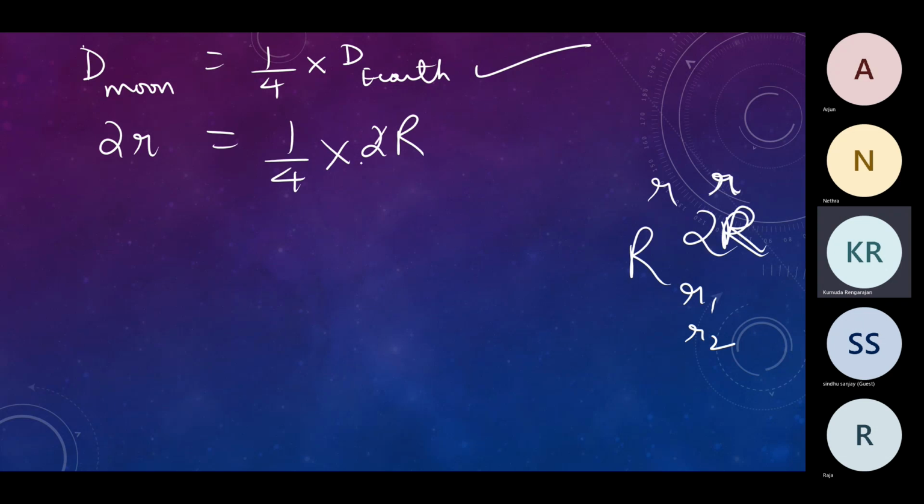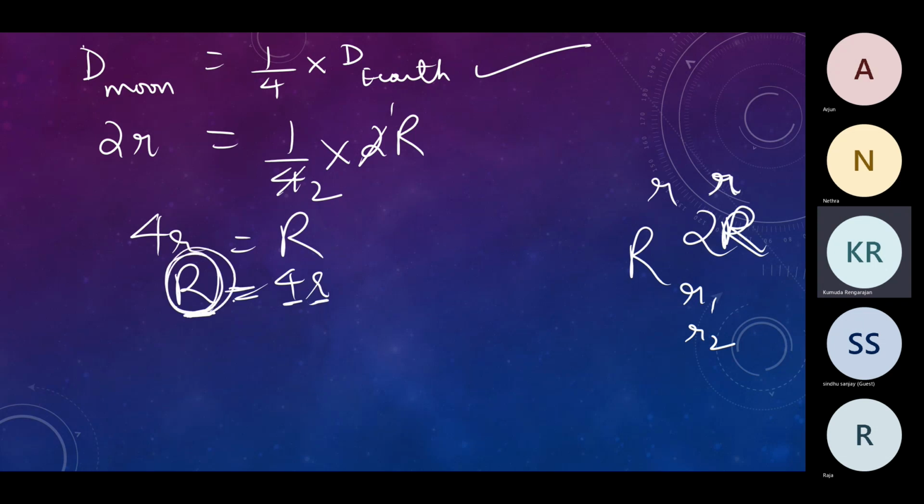Now just simplify. On cross multiplying, you get 2 times 4 is 8r, and 2R. So R is equal to 4r, which means the radius of the earth is approximately 4 times the radius of the moon. So we've got a relation now.